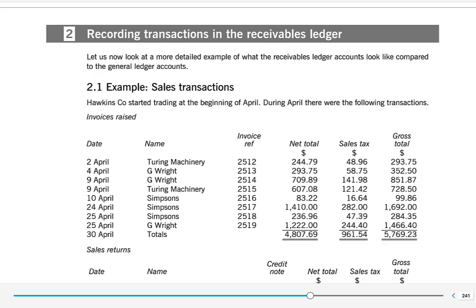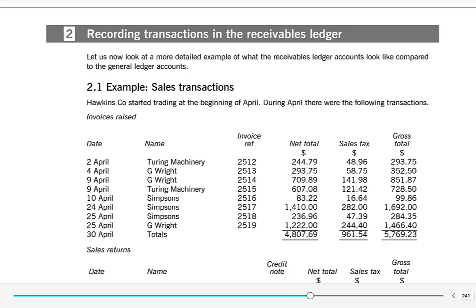Lesson 2 also wants you to understand that every time you post to a customer personal account, there is a related posting in the general ledger. Let us say this in plain words. When you record a credit sale invoice, the customer account in the receivables ledger increases, and the trade receivables control account in the general ledger increases, and the sales and sales tax accounts in the general ledger also update.